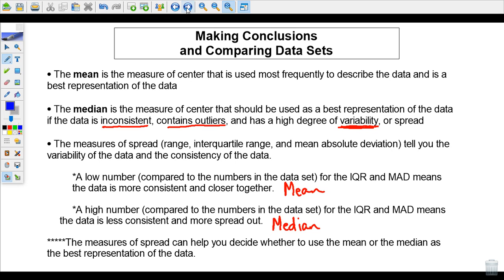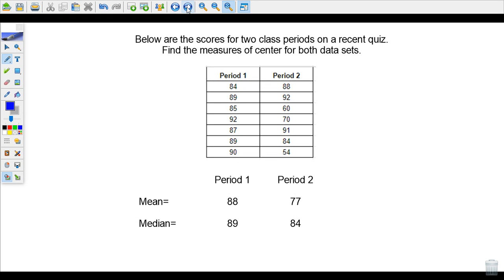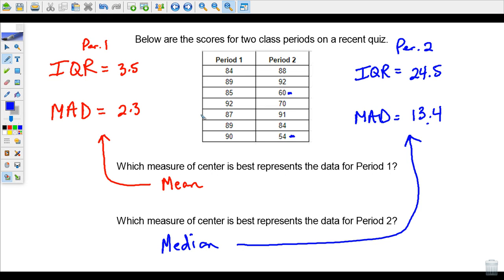So I know that's a lot. Please let me know if you have questions as you are working on problems this week. We're going to, again, be comparing 2 data sets. So best representation is usually the mean, but in cases where the data is spread out like this one, it would be the median. I hope that helps.